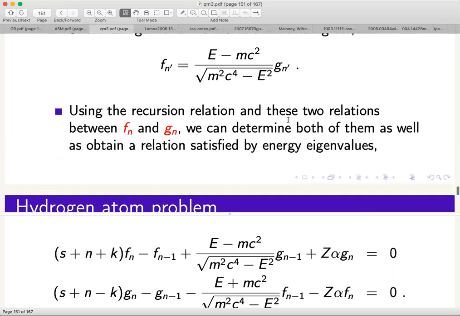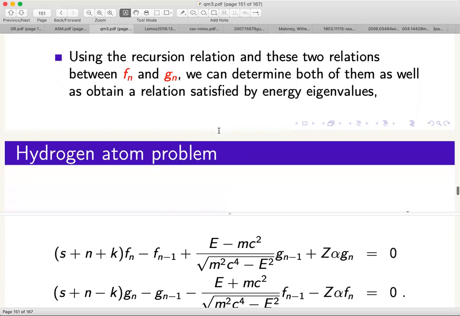Okay, so now if you determine this relation, you can use the recursion relation, which is the relation between f's and g's, to determine all of them in a systematic fashion. What we want to do is to also determine the energy eigenvalues using this relation.